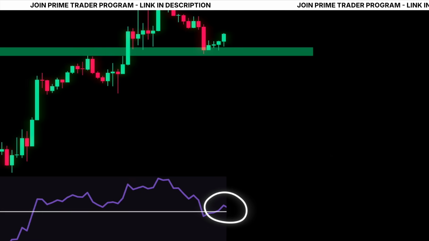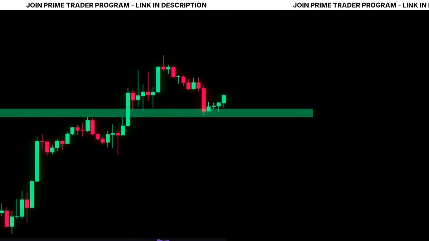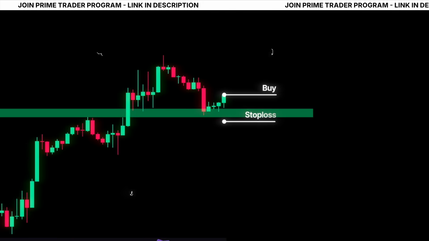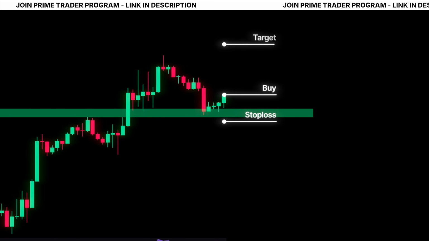We want the RSI to quickly move above the 50 to enter a buy trade. On this candle, the RSI moves above the 50 level, and we enter a buy trade on the close of this candle. We keep our stop loss below the support and target a 2:1 risk-reward ratio.